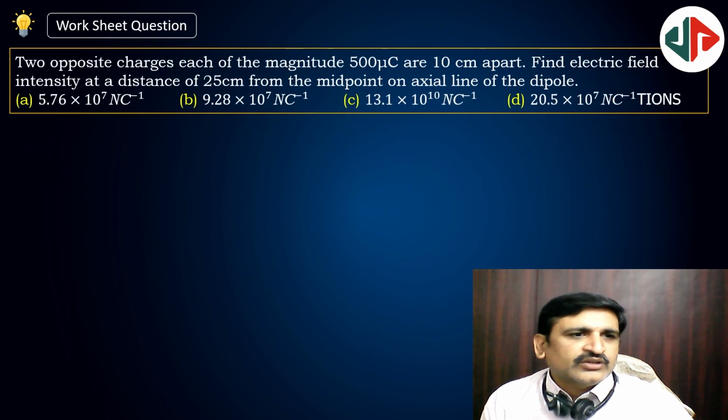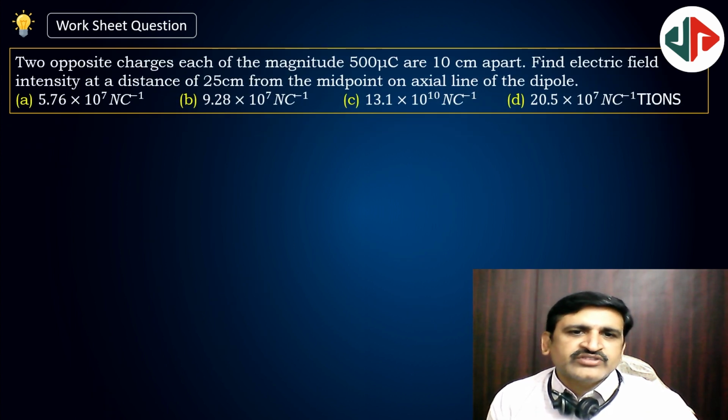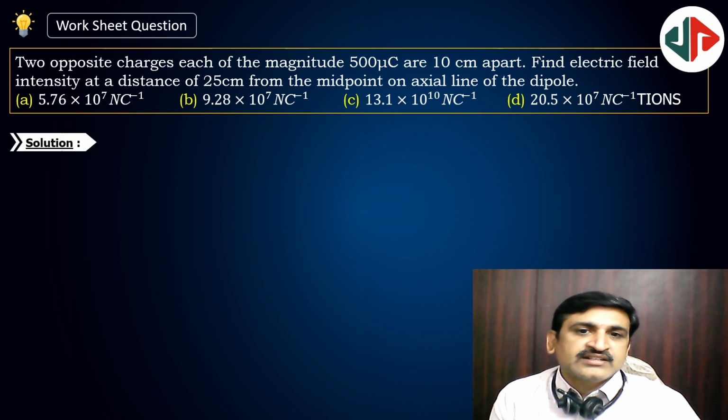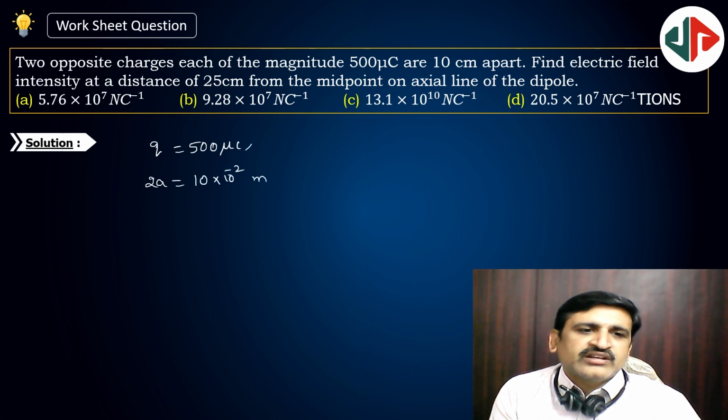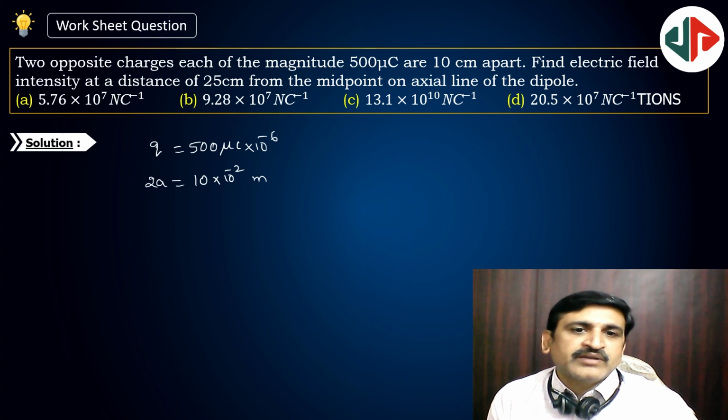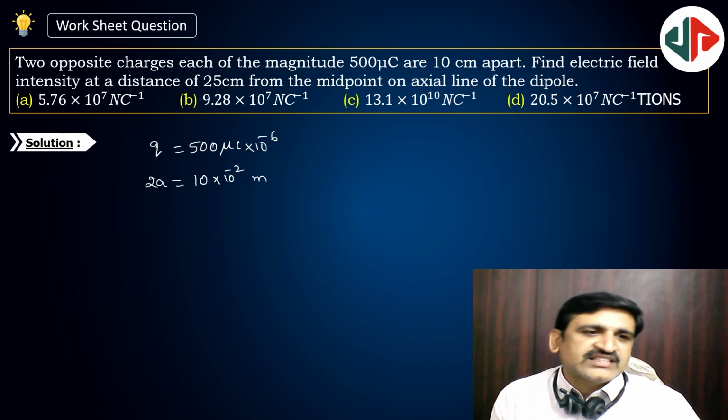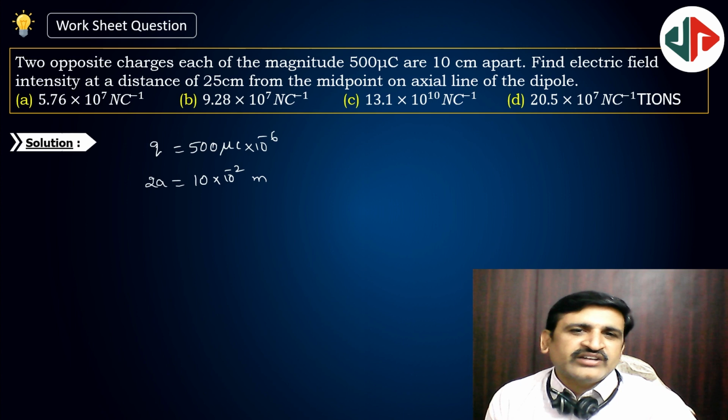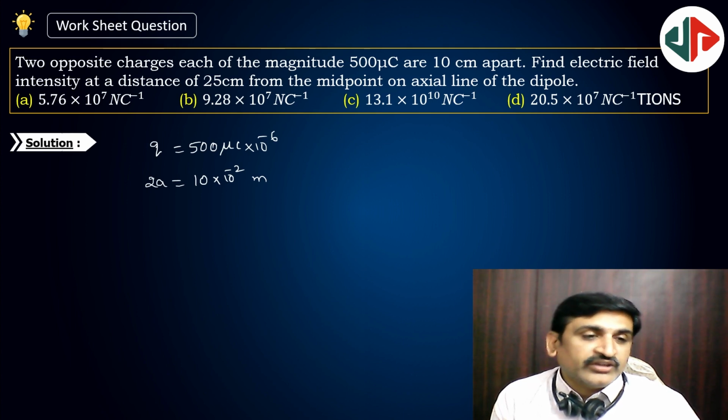Next, two opposite charges each of magnitude 500 microcoulomb are 10 centimeter apart. Q is equal to 500 microcoulomb, 2A is equal to 10 centimeter, 10 to the power of minus 2 meter, and this is 10 power minus 6. Find the electric field intensity at a distance 25 centimeters from the midpoint on the axial line of the dipole. You can't treat it as a short dipole. You have to treat it as a long dipole only.